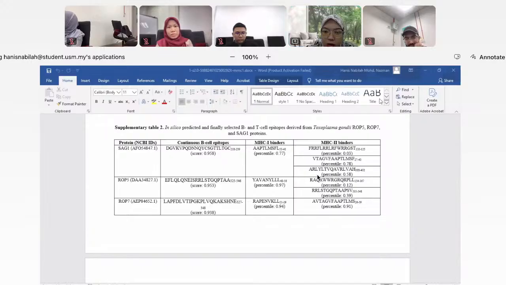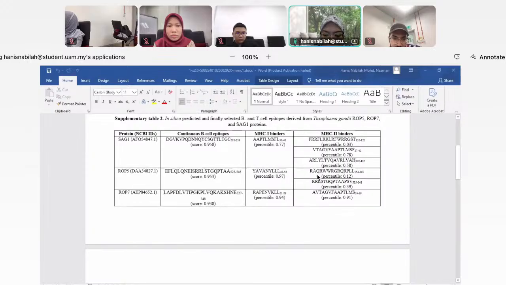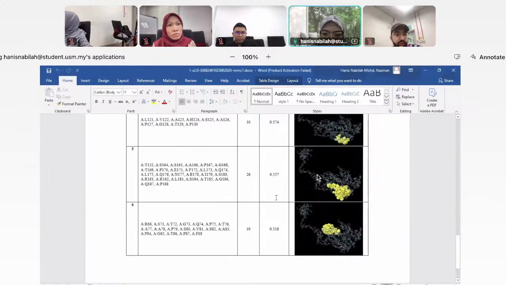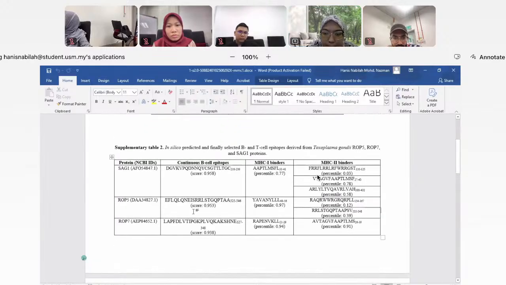How big is that? 154, 167. Wait, they did mention the size. So are these the linkers? No, this is only for the epitopes, and then they link them; we can see it in the supplementary figure here.